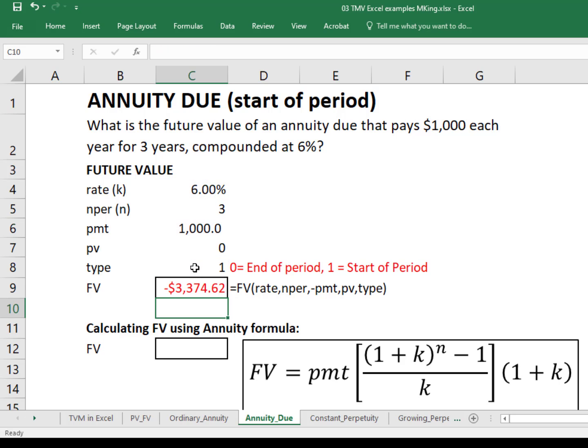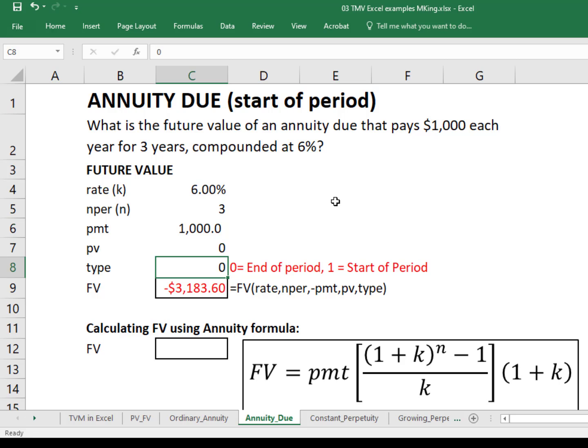The future value is $3,374.62. Okay. If I had accidentally hit end of period instead of start of period and put a 0, look what happens to the value. It has fallen down to $3,183, which is the value of an ordinary annuity with these features.